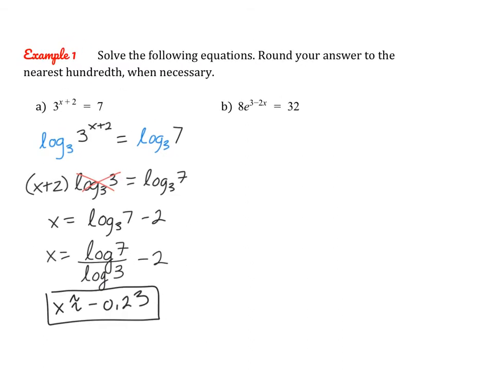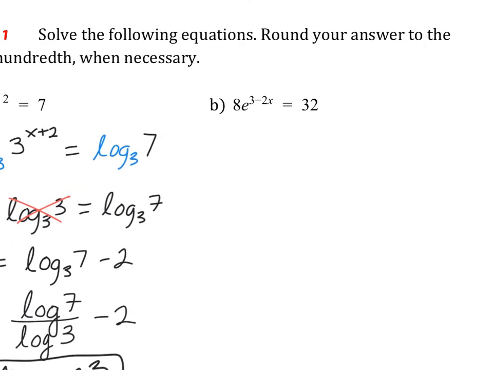All right, let's try part B together. So remember, the first thing we need to do is isolate our exponential expression, so that would be this part. So I do need to start by dividing both sides by 8. Okay, so now I'm ready to take the natural log of both sides. Again, I picked natural log, so the base of my logarithm matches the base of my exponential expression.